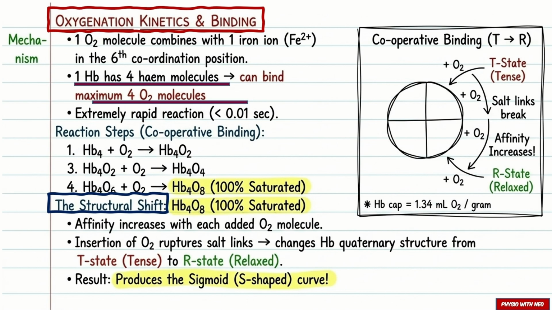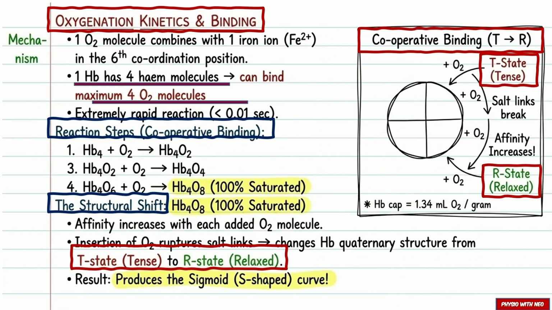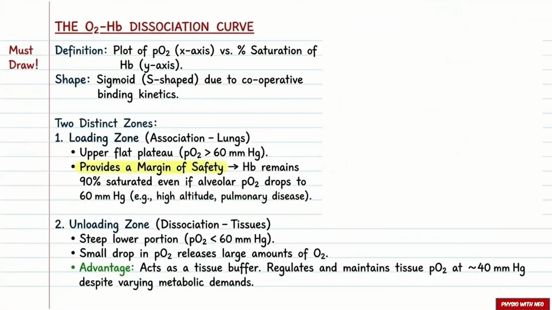This binding of oxygen with the hemoglobin is called cooperative binding. What is it? Progressive binding of oxygen with the hemoglobin changes its state from the tense state to the relaxed state, and this is responsible for the sigmoid shape curve. Remember, the cooperative binding of oxygen with the hemoglobin is the reason for the sigmoid shape oxygen hemoglobin dissociation curve. This graph alone fetches several marks.